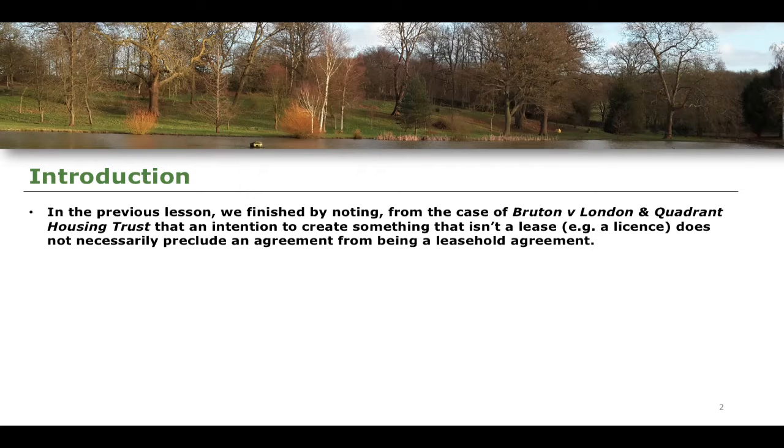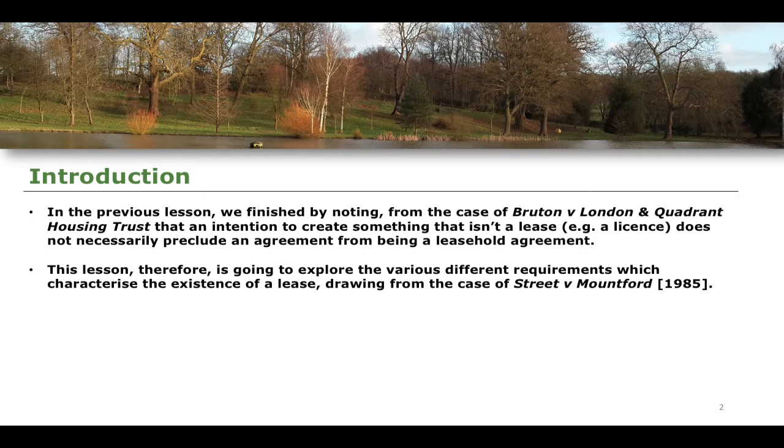So the intention to create a lease does not necessarily preclude an agreement from being a leasehold agreement. The reason for this is because so long as it has the certain and distinct characteristics which are necessary for the existence of a lease, then it can be one, even if, like I said, the intention does not necessarily suggest that it is. And so we can draw on the case of Street and Mountford to identify what these various different characteristics actually are. So what are the characteristics and the requirements for the establishment of a leasehold estate?